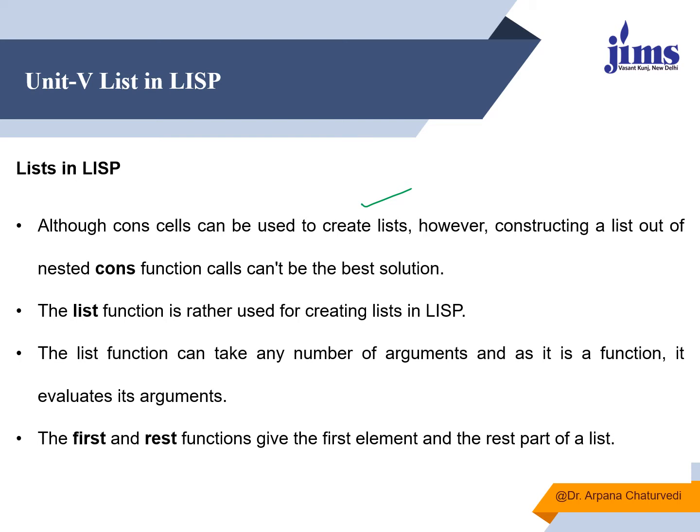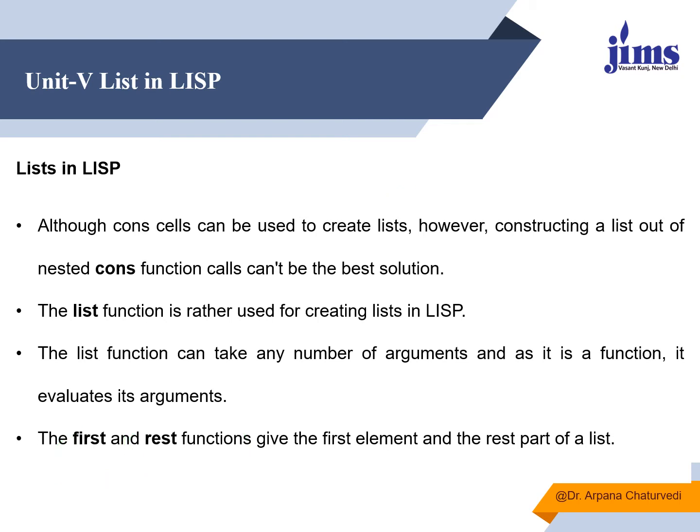It evaluates its arguments, and in this, the first function gives the first element and the rest function gives the rest of the elements. As in the case of cons, you have used car to extract the first element and cdr to extract the second element onwards. Similarly, from the list, first will return the first item and rest will return the rest of the items.